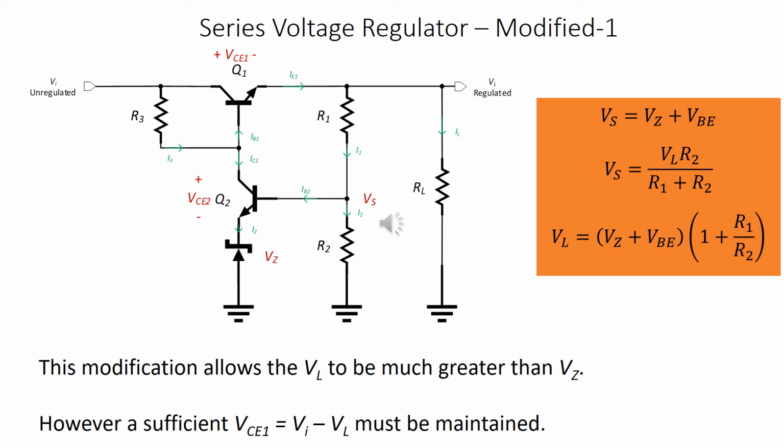What is the benefit of this circuit? Looking at the third expression in the shaded area, we can see that VL could be several times bigger than Vz. Or in other words, by modifying the ratio R1 to R2, we could get any VL that you might need. The only condition is VL needs to be smaller than Vi unregulated.